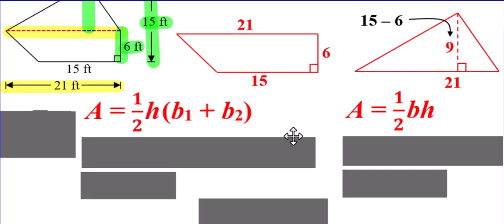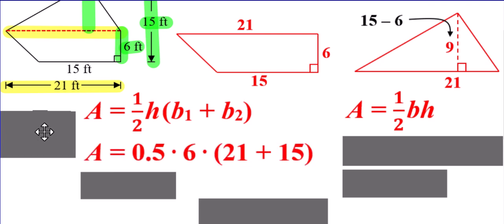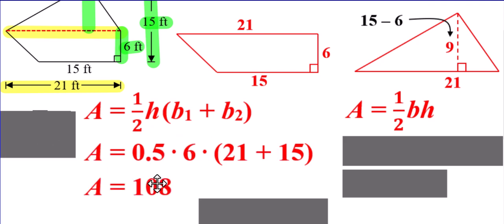Okay, from here, formula, substitute, solve. Hopefully your parallel bases were B1 and B2. Hopefully your height of 6 was your H. Use your calculator. 21 plus 15 is 36. Multiply by the 0.5 and the 6, and you will get 108. By the way, I like to make my 1/2s become 0.5s. If you want to keep 1/2s, that's fine.